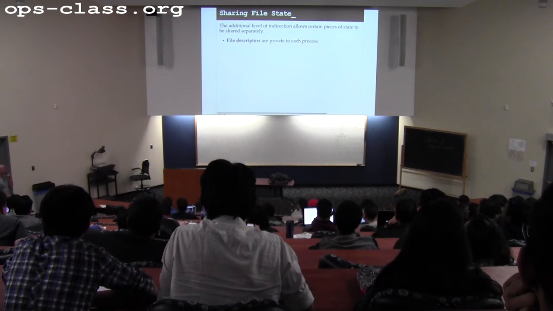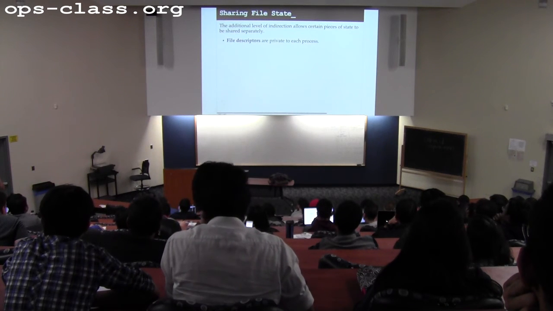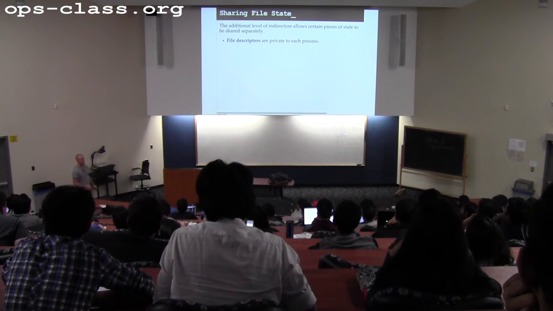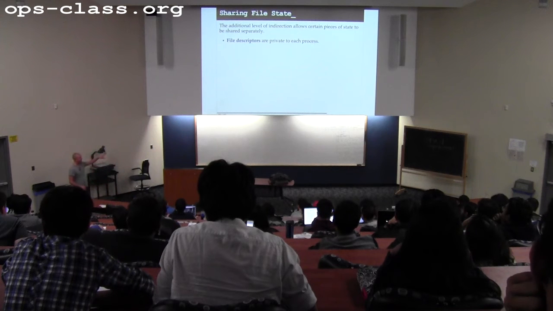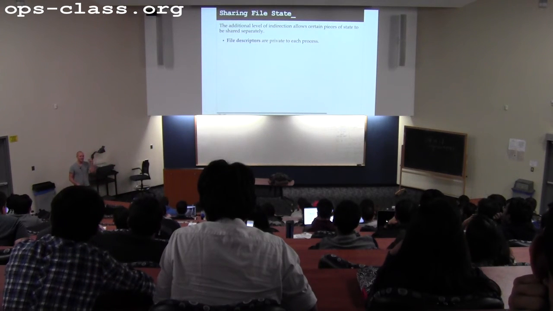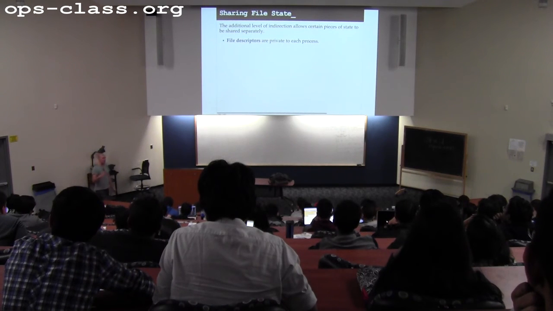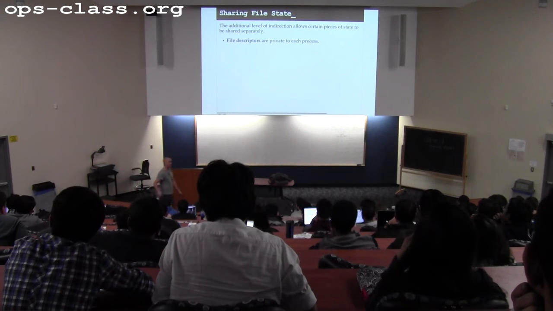By breaking this up into two pieces, I create the opportunity for certain information about files to be shared between certain processes, okay? The way this works is as follows. The file descriptor, that int, the process's file table is always private to it, okay?